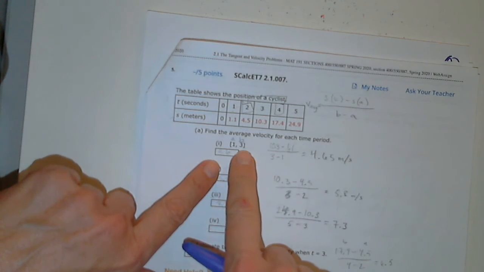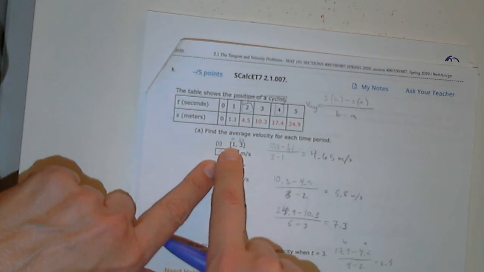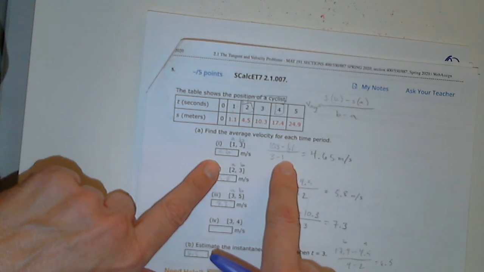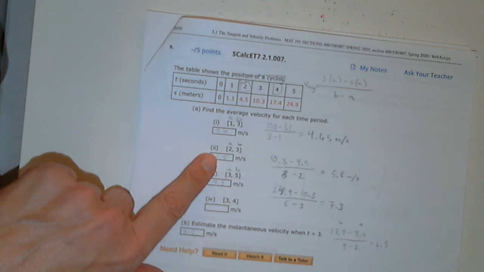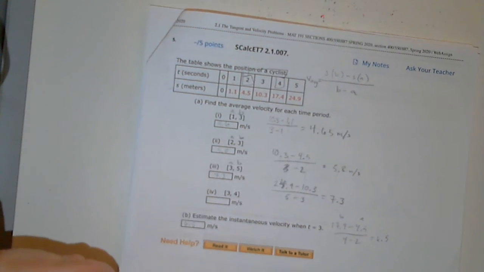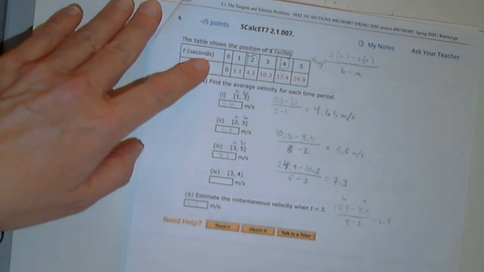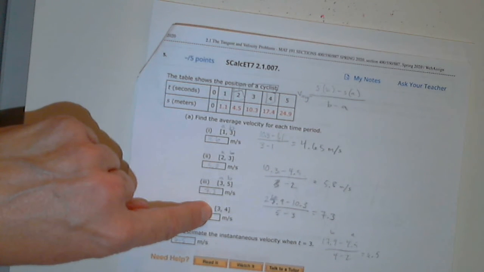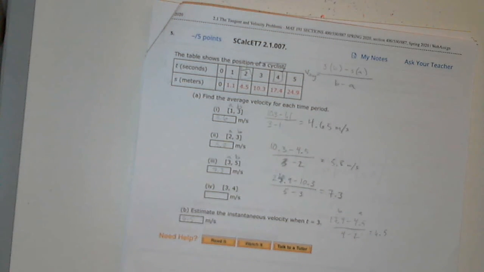So it doesn't matter. It's f of 3, which is 10.5, minus f of 1, which is 1.1, divided by, of course, 3 minus 1. So you should have f of b minus f of a over b minus a. How you got the first four, because I got the... Estimate the instantaneous velocity when t equals 3, right? So you look at the 3, but then you want to take the values on the right side and the left side, so the 4 and the 2, and then you subtract them. You can pretty much plug them in.